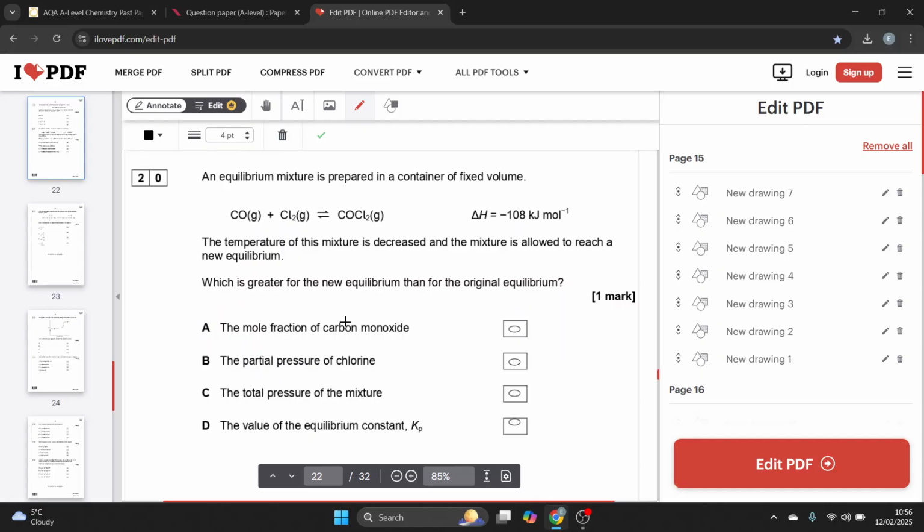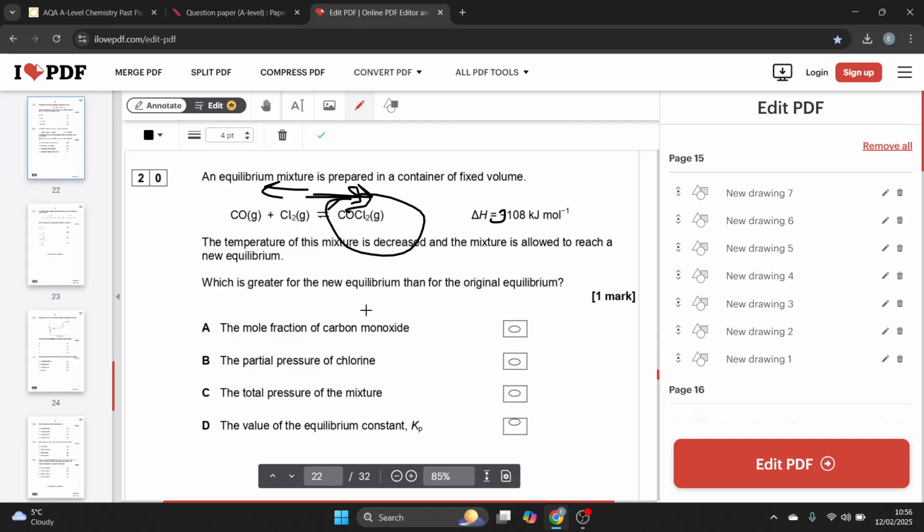An equilibrium mixture is prepared in a container of fixed volume. The temperature of this mixture is decreased. The mixture is allowed to reach a new equilibrium. Which is greater for the new equilibrium than for the original equilibrium? Temperature decreases. Well, I know the forward reaction is exothermic, negative, so the backward reaction is endothermic. If I decrease the temperature, then equilibrium is going to shift to the right hand side, the exothermic direction, to oppose the decrease in temperature, hence increasing the temperature. So I'm going to get more moles of this, right?